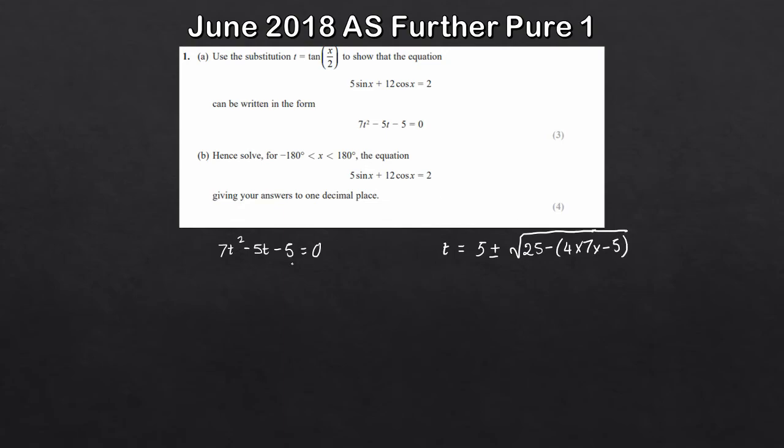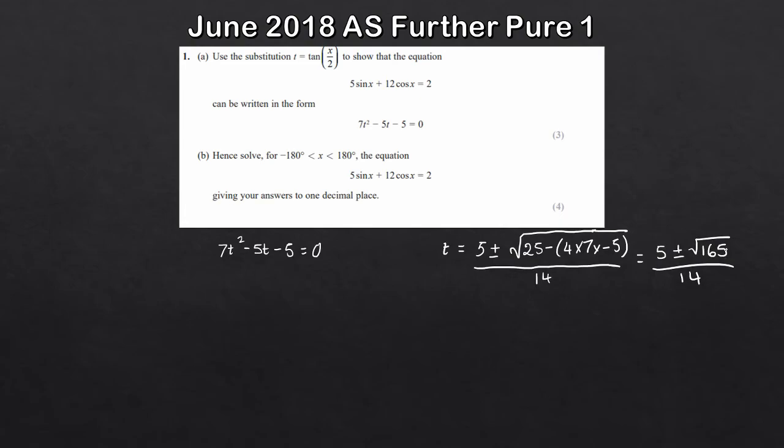Don't forget, I'm just doing it for this quadratic here. This is all divided by 2a, where a is 7, so divided by 14. If you simplify this, what you should get is 5 plus or minus the square root of 165, divided by 14. So we get two values for t. We get one when it's 5 plus root 165 divided by 14, and then 5 minus this expression. So we'll work out each one individually.